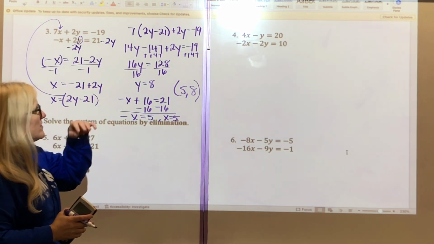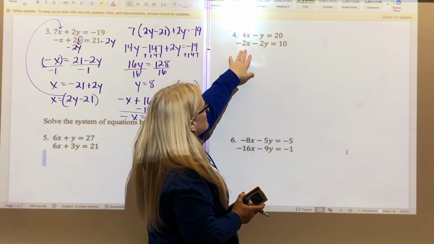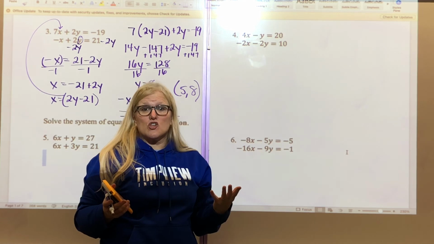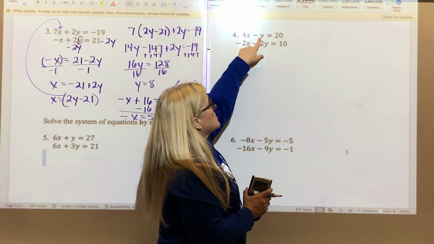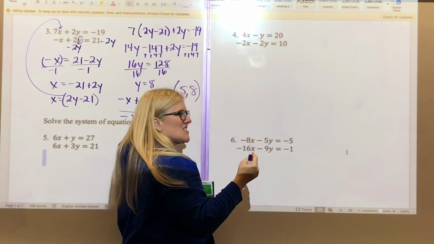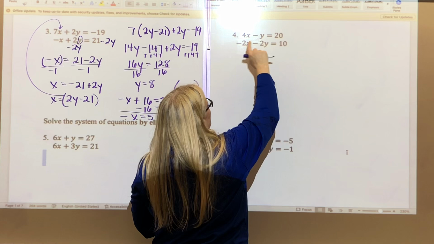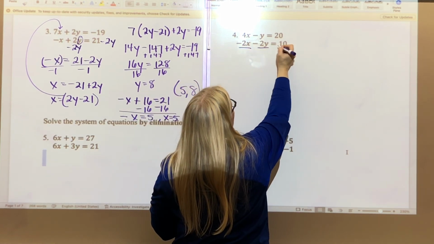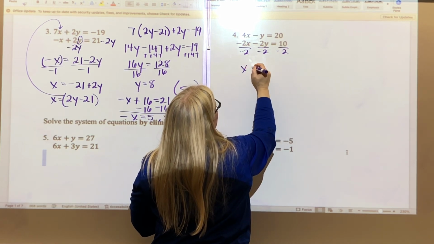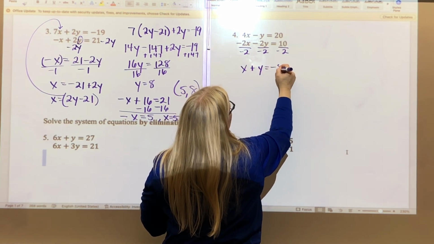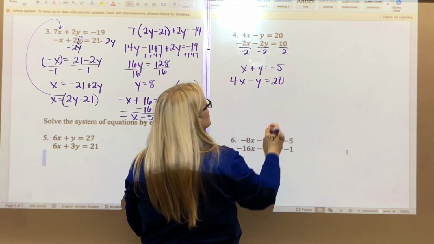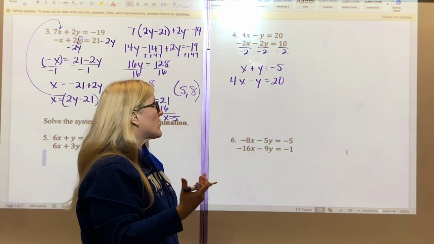All right, this one, we actually could divide this bottom one all the way through by negative 2, or we could get this y by itself. For the sake of consistency, no, you know what, I am going to divide this all through by negative 2. So I end up with x plus y equals negative 5. And then rewriting this top one, that one didn't change. Again, this would certainly be easier doing it with elimination, but that's not what they're asking for.